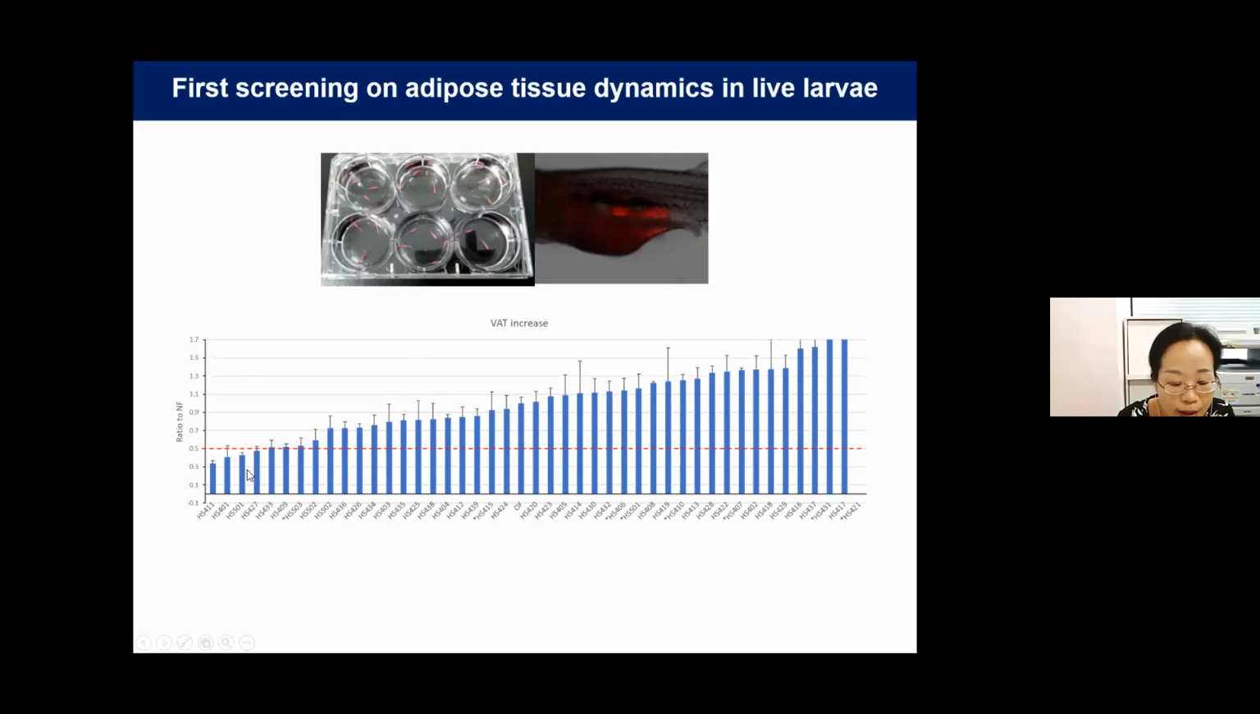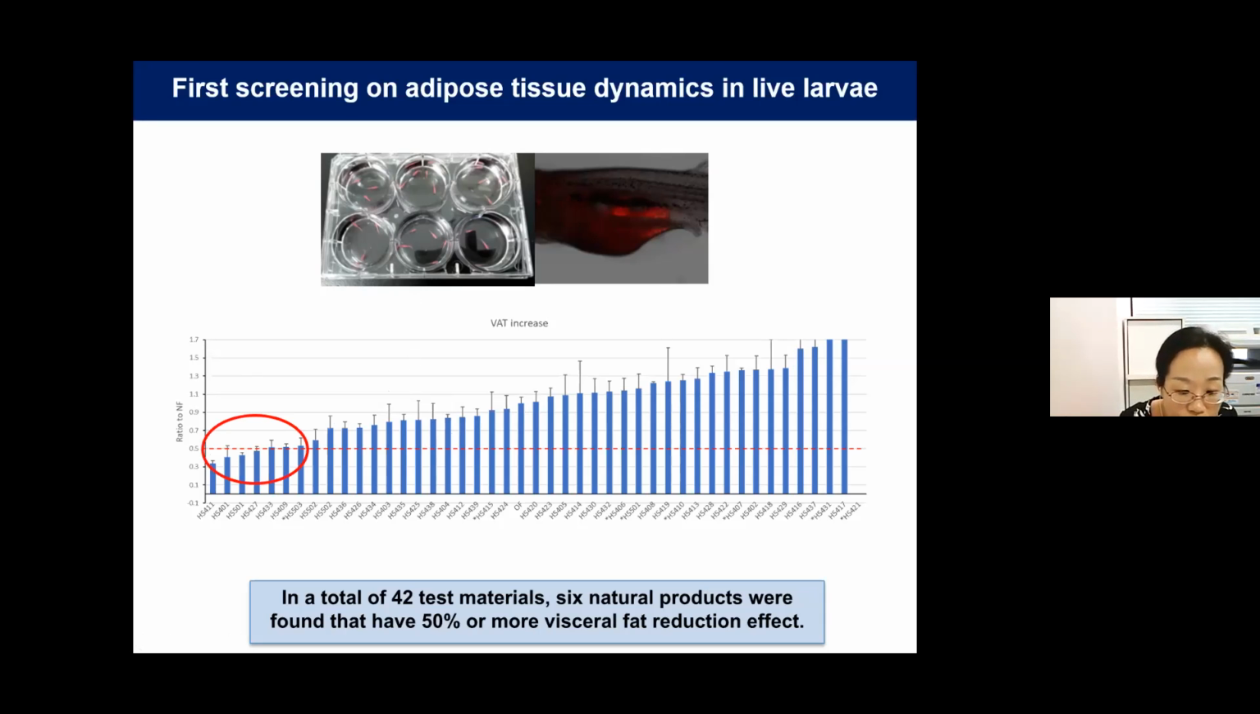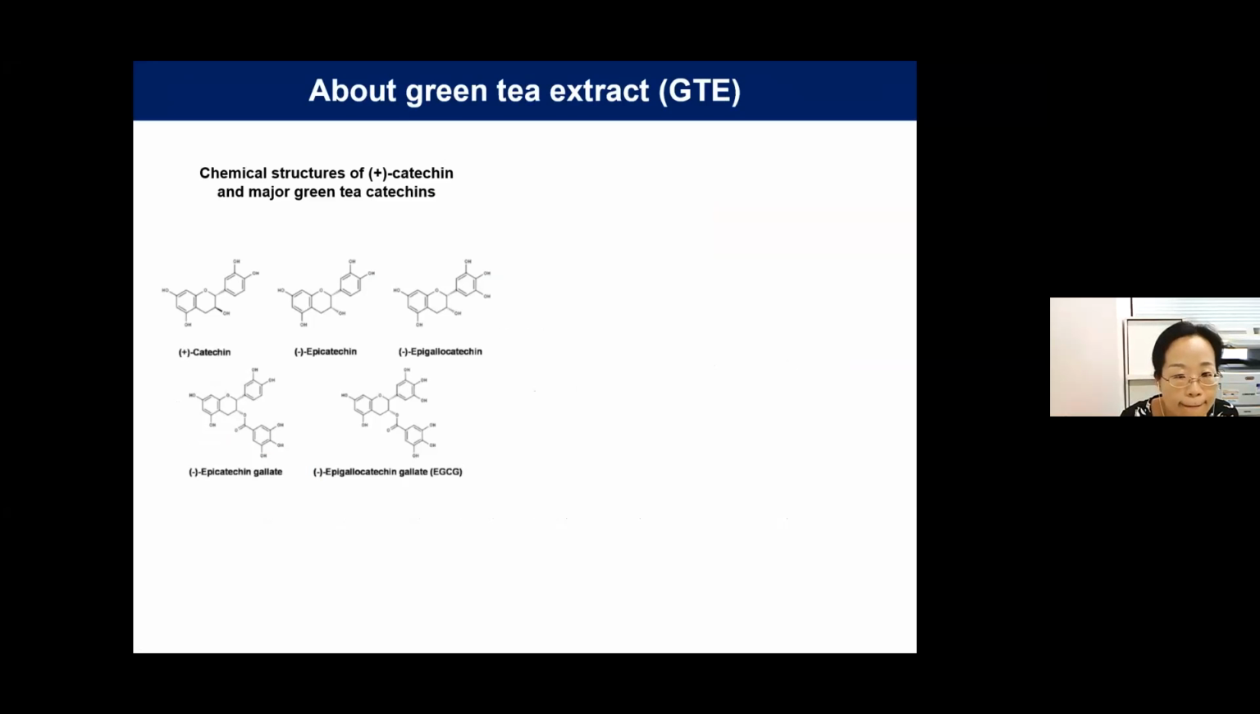Among the 42 natural products, 6 natural products were found that have 50% or more visceral fat reduction effect. So among the 6 test materials, I will show you the result of this, the green tea extract.